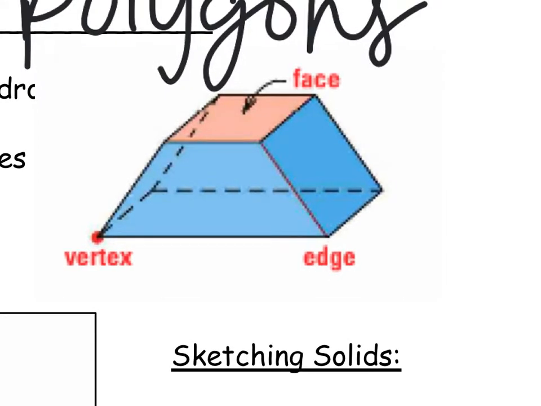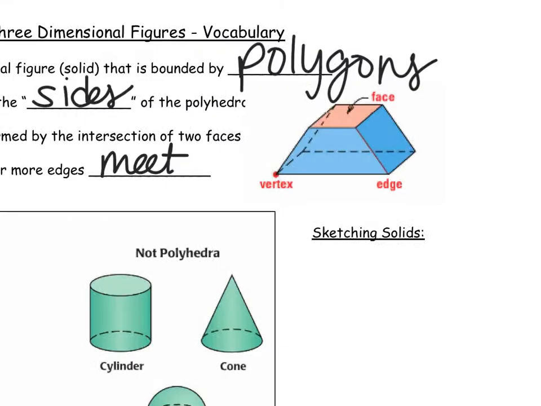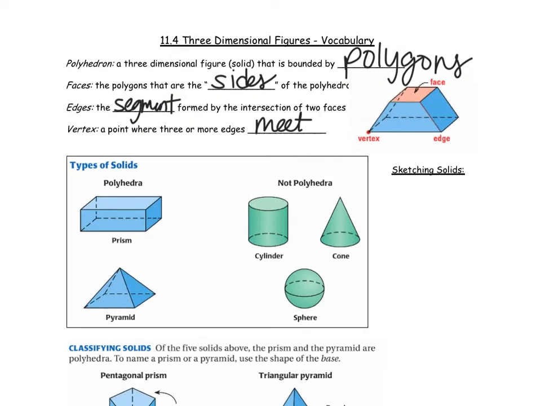Okay, on this polyhedra, there are 1, 2, 3, 4, 5, 6 faces. Anything that's a flat polygon counts. You have a bunch of different edges anywhere those faces meet, and you also have a lot of different vertexes as well. So, if it has a circle in it, it is not a polyhedra. If it has anything that's rounded or curved, not a polyhedra. It has to be made up of all flat sides.